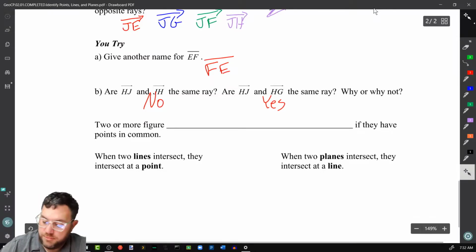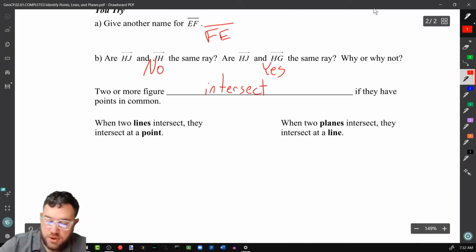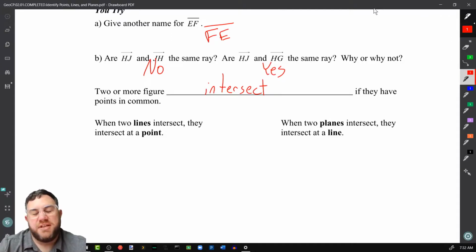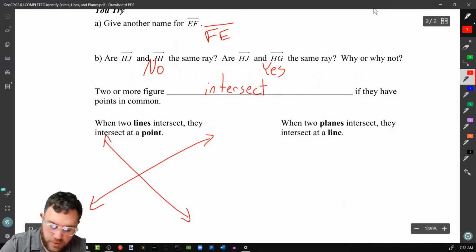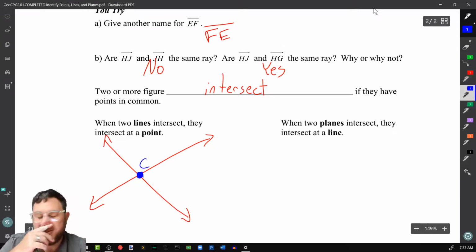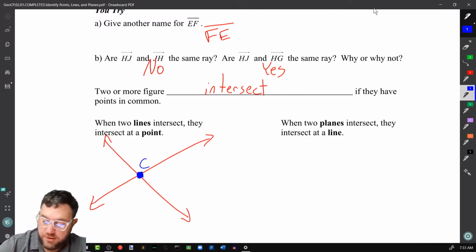Right. Two or more figures intersect if they have points in common. If you think about the intersection of two streets, the intersection is that square or rectangle in the middle that is part of both roads. So intersections are the points they have in common. When two lines intersect, they form a point, or their intersection is a point. Whether we make the dot or not, two lines intersecting tell us there is a point there.